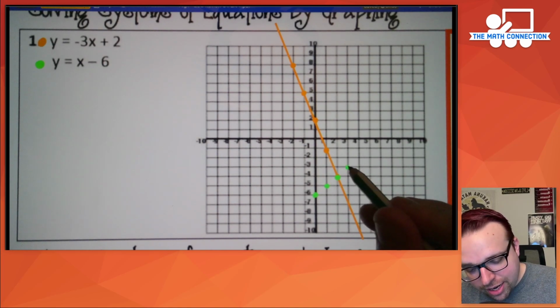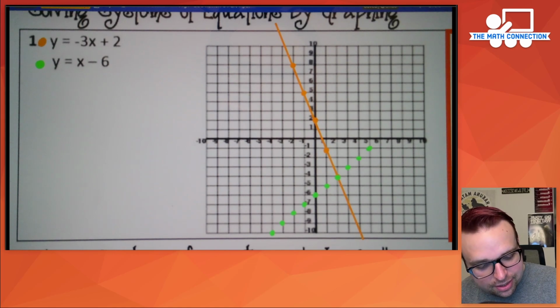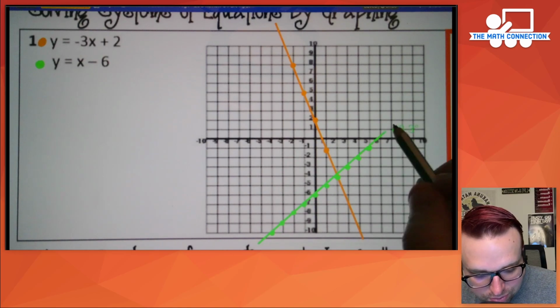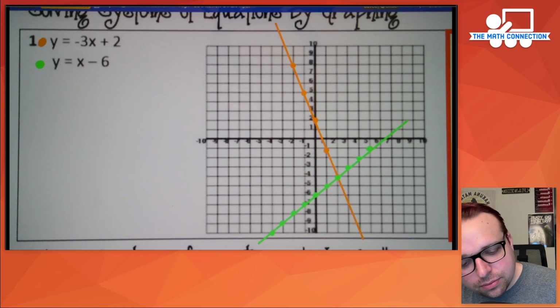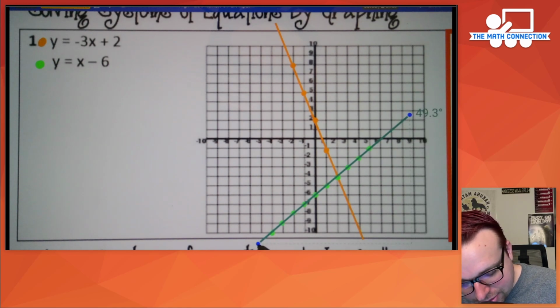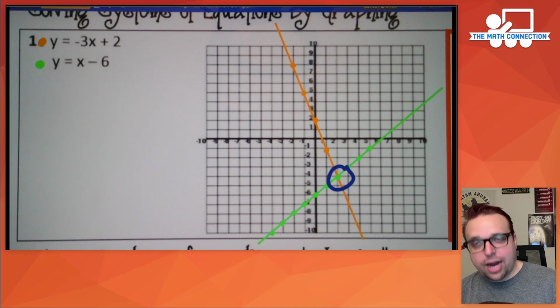I think already we can see where the intersection point is. But let's really finish this problem well, because we're good mathematicians, and that's what we do. That looks pretty close. I'm just going to fix my ends here. That's pretty good, right? All right, so our intersection point is right here.